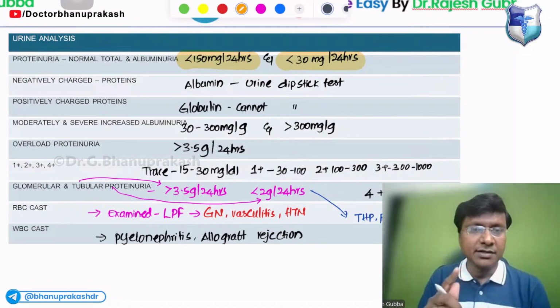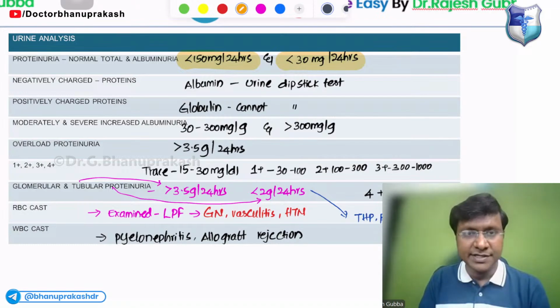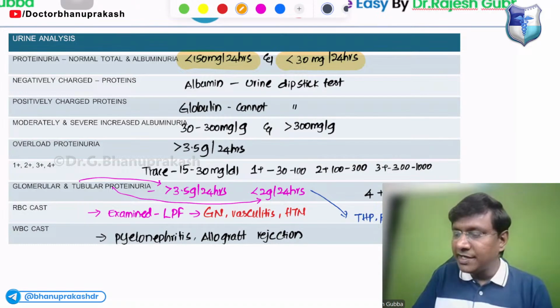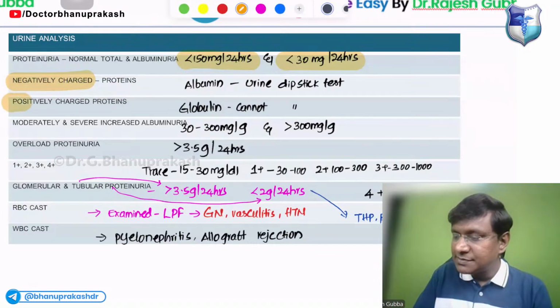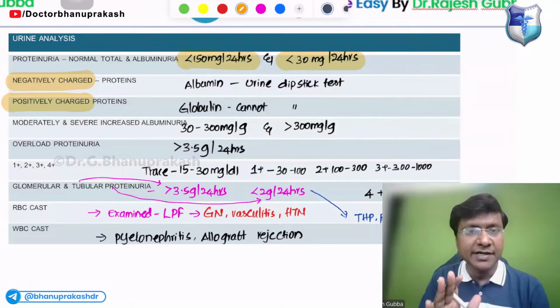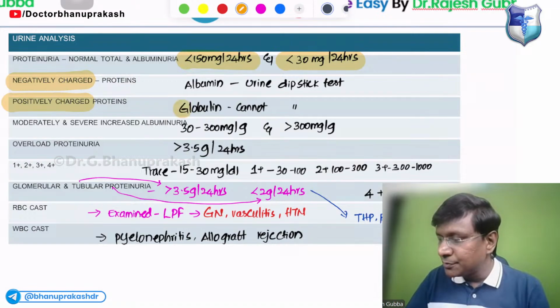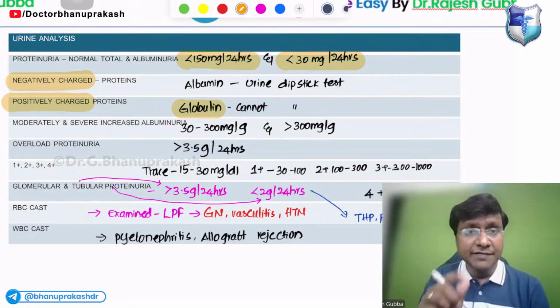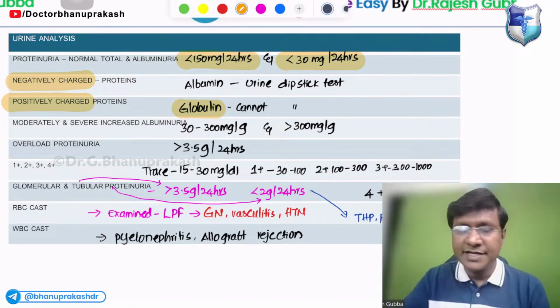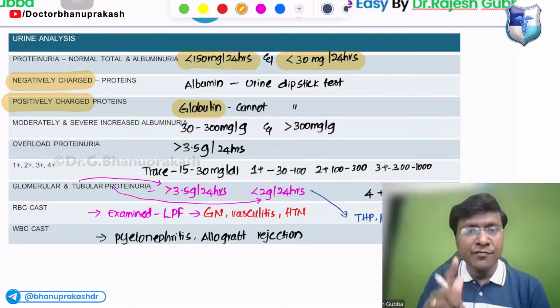And how do we detect the proteins in the urine? That is by the urine dipstick test. But the point you need to remember is the urine dipstick test can detect only negatively charged proteins. The positively charged proteins cannot be detected. Those positively charged proteins are globulins. So if there is presence of globulin, you will have a false negative report upon urine dipstick test.